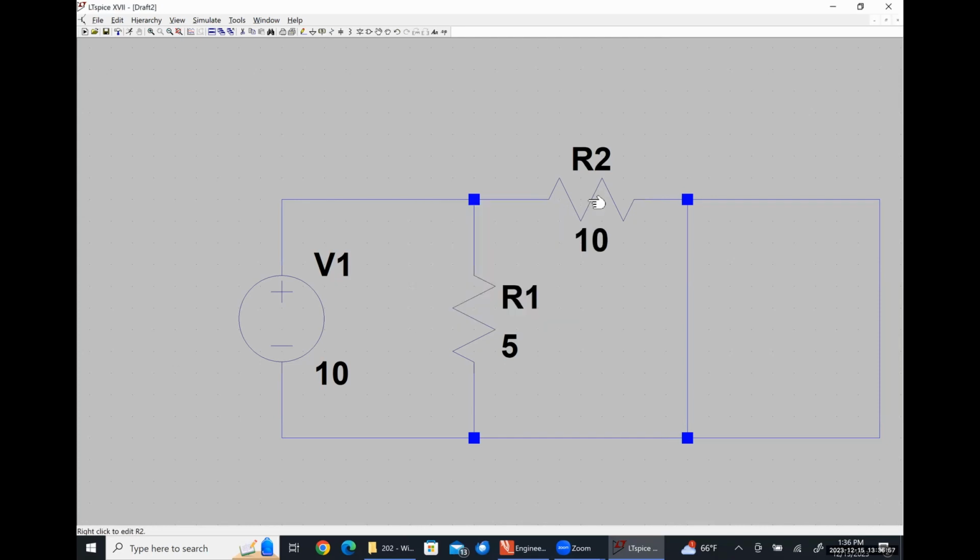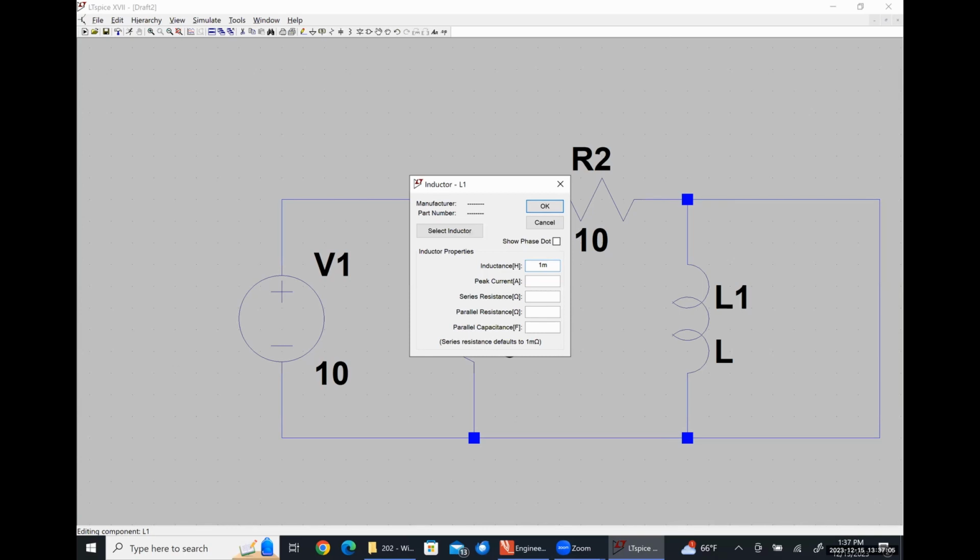A 10 ohm resistor right here. A 1 millihenry inductor right there. So I'm using M to indicate millihenries.